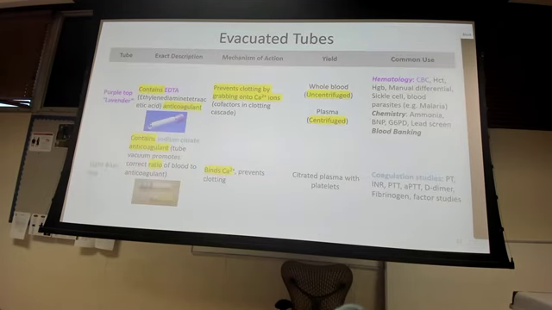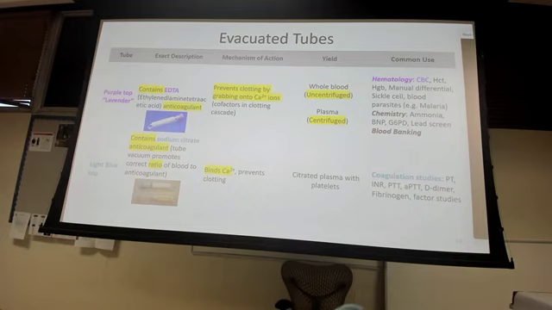All right. So this is an important slide. Okay. So you all will see this. So purple top or lavender top contains that EDTA. This is the tube that we will use in all our hematology studies, okay? So CBCs, differentials, we also use this in blood banking as well, okay?